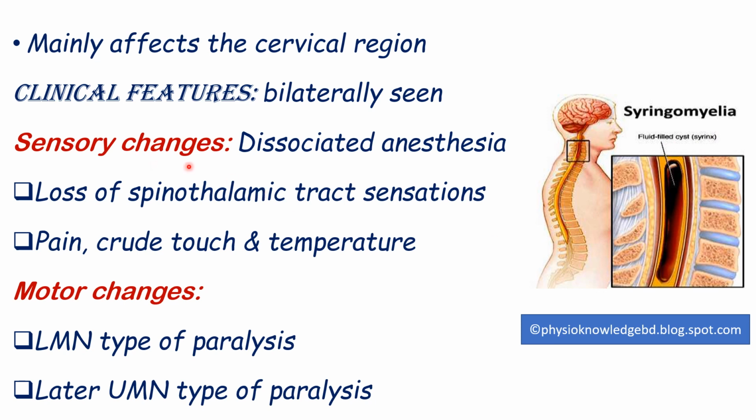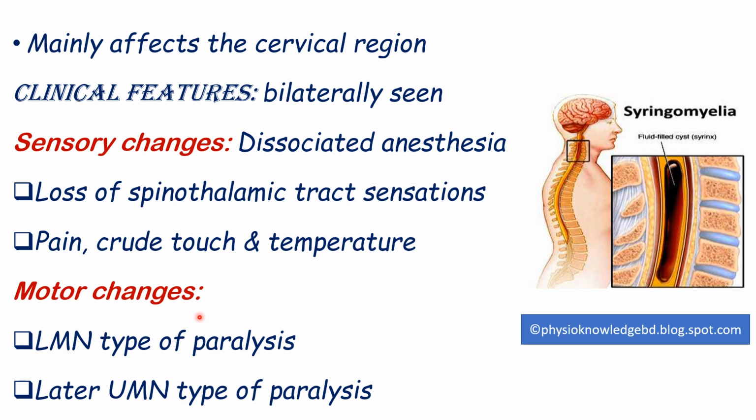The sensory changes are dissociated anesthesia, and the first to be affected are the fibers which cross to the opposite side. So spinothalamic tract sensations are lost: pain, crude touch and temperature are lost. Since the dorsal column tracts do not cross, they are not lost, but in later stages when there is severe disease, they may be lost. Basically the fibers which cross, which belong to pain, crude touch and temperature, are lost. So there is dissociated anesthesia.